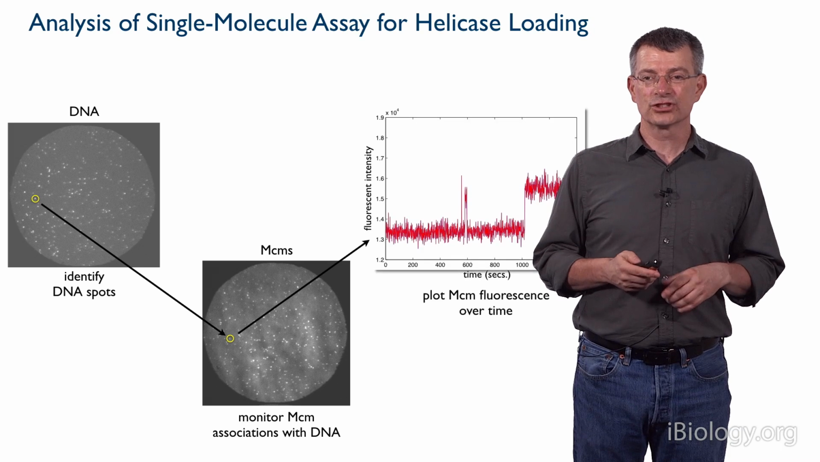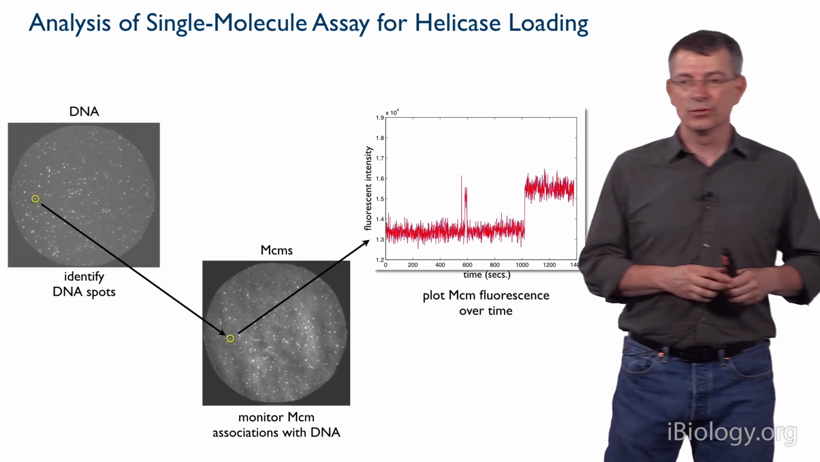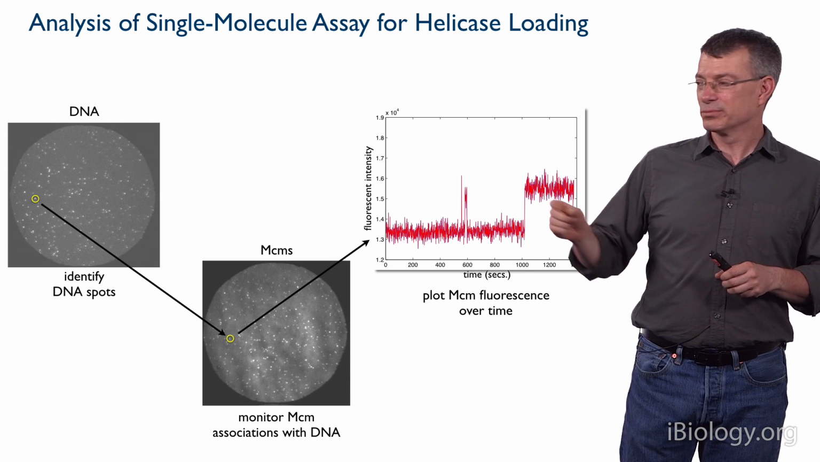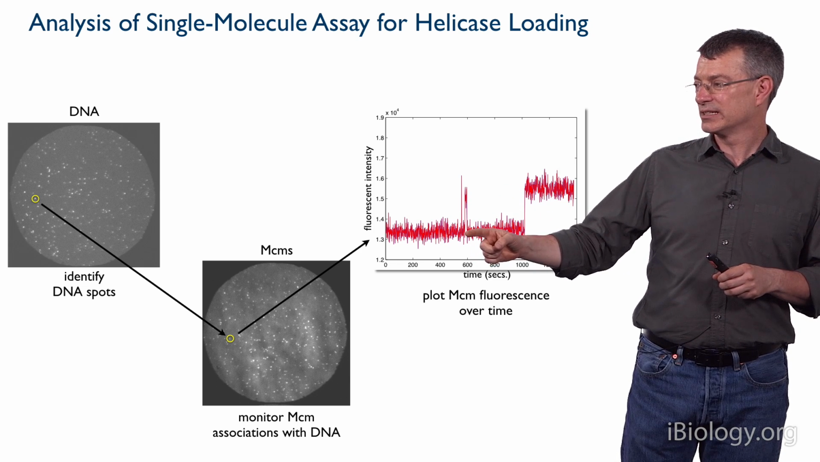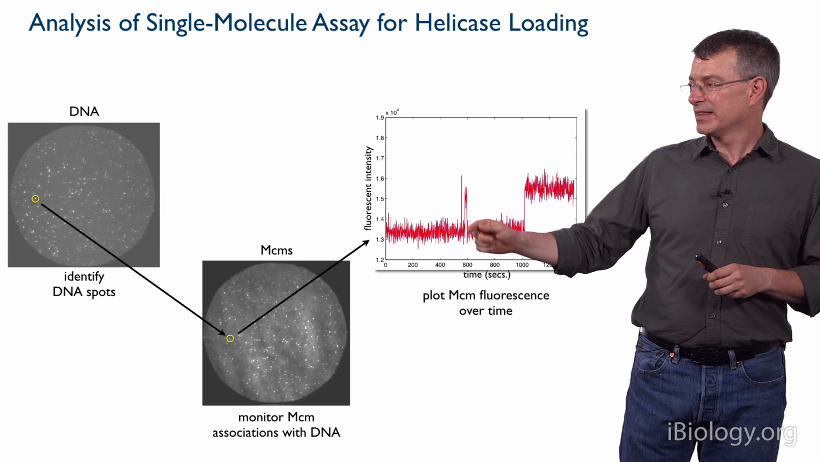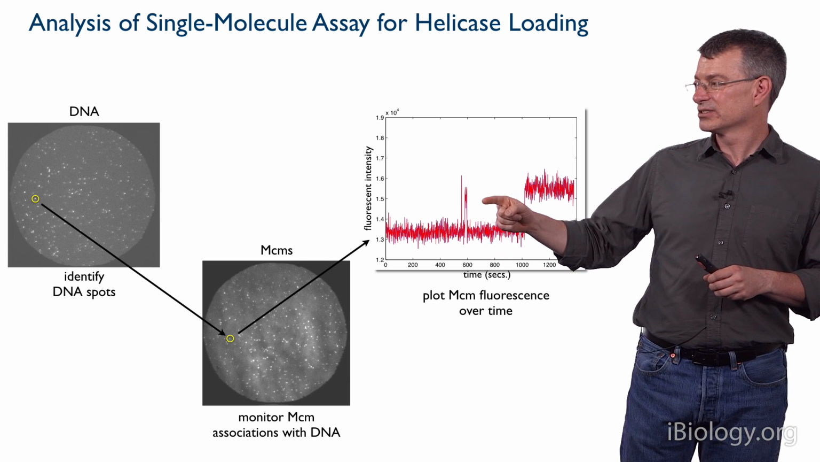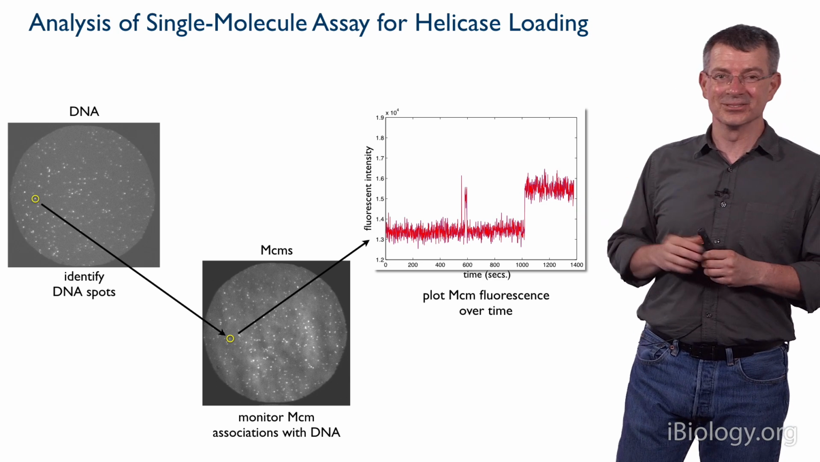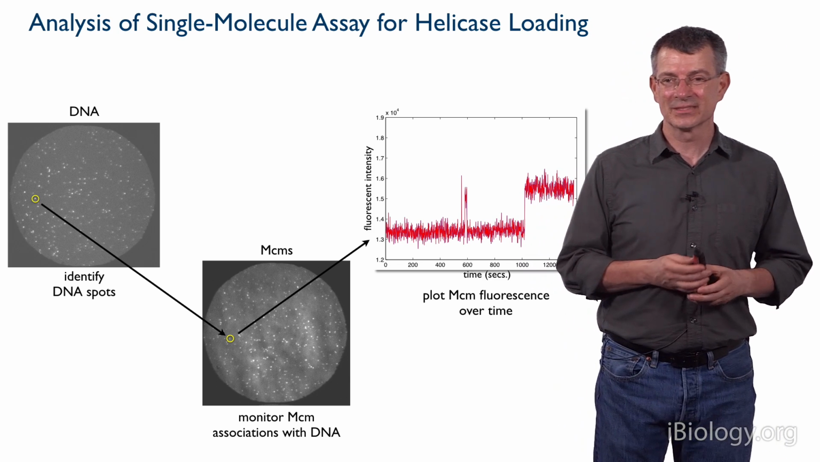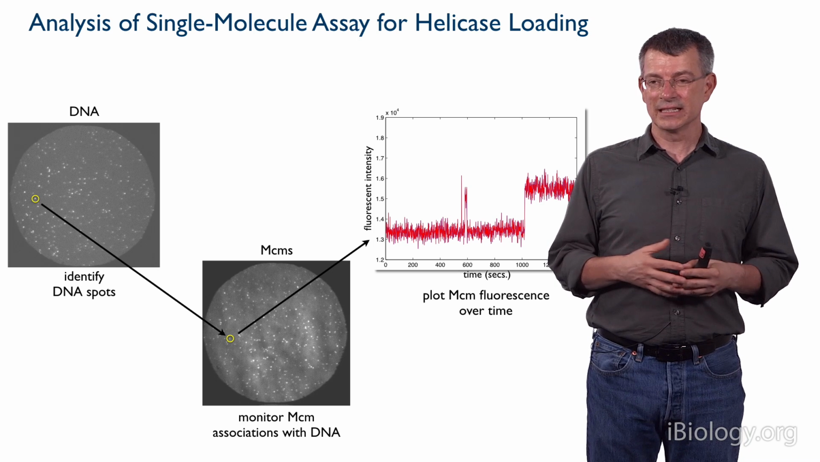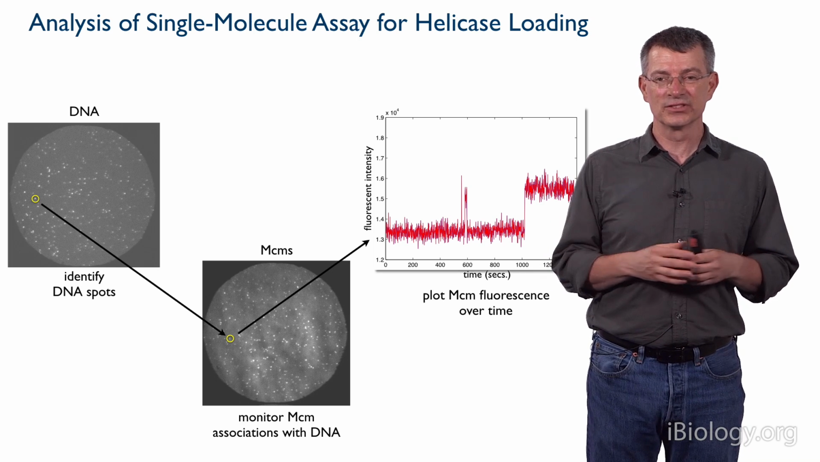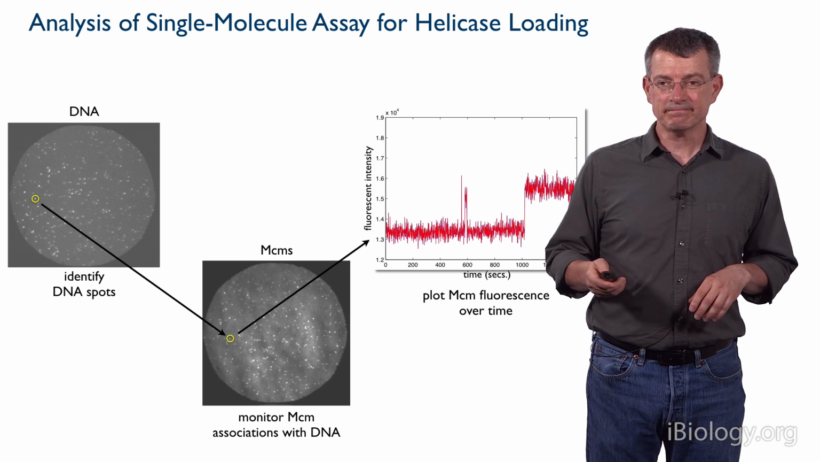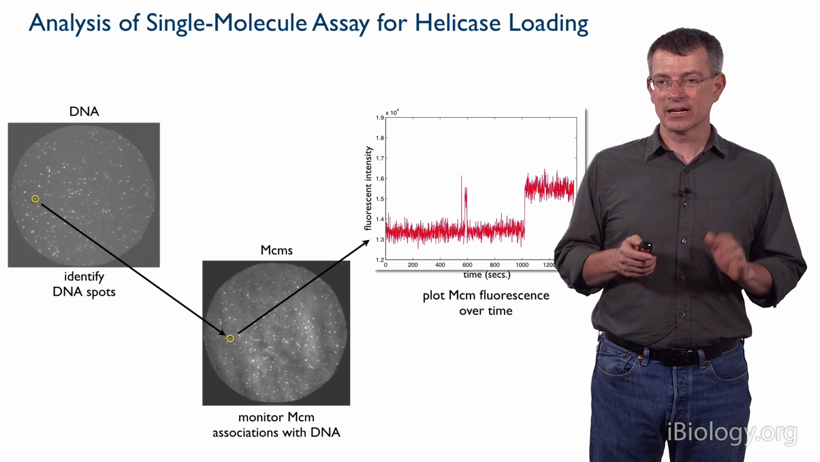You can then create traces of the data in which you can see that, for example, in this trace, the MCM proteins are first not associated. This is the baseline here. And then you see two short associations. And finally, over at the edge here, a long association of MCM proteins. Okay? And so we can do this for each of the DNA molecules and determine a time of association for each one and a length of association. Okay, so that's how we analyze it.